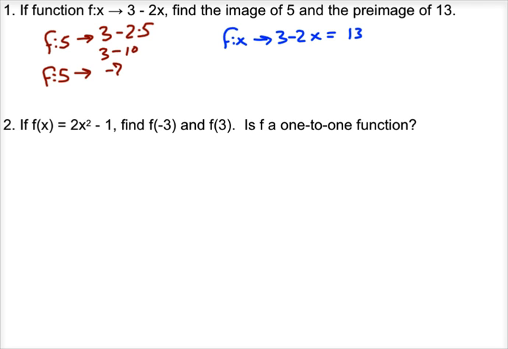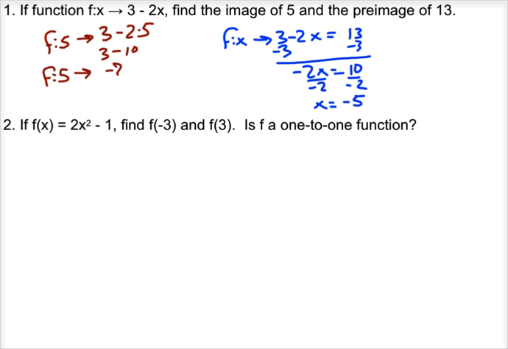Well, now I just solve this equation. So I subtract off 3, you get negative 2x equals 10, divide by negative 2, and x is negative 5. So the pre-image of 13 is negative 5. If you start at negative 5, you'll end up at 13.